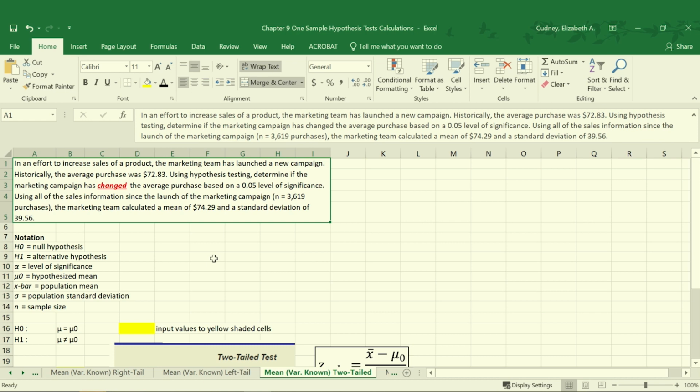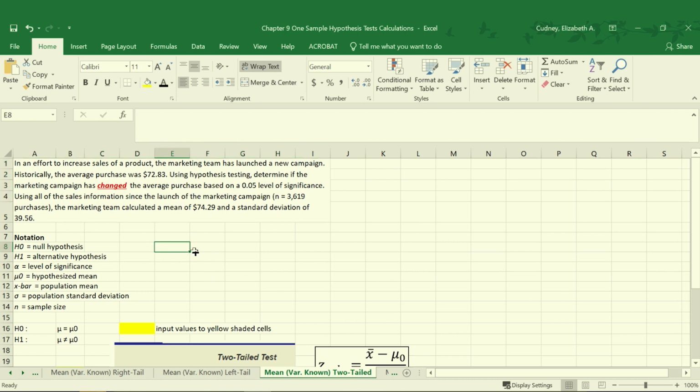So using all of the sales information since the launch of the marketing campaign, we can calculate a mean of $74.29 and a standard deviation of 39.56. So here we know that the variance is known because we're using all of the data. So we know all of the information about the population. In this case, our N, or our sample size, was 3,619 because it was all of the sales information since the launch of the campaign.